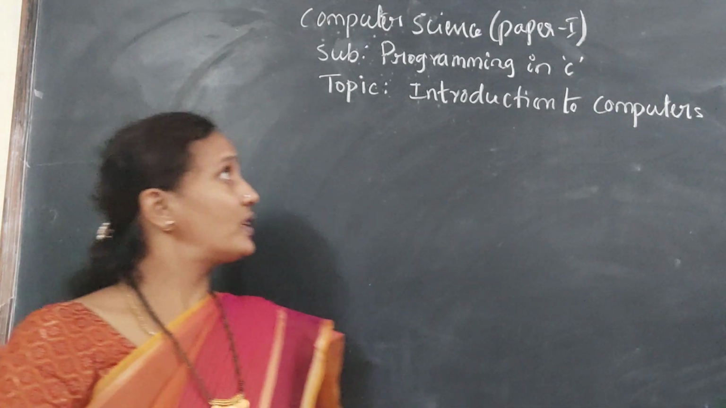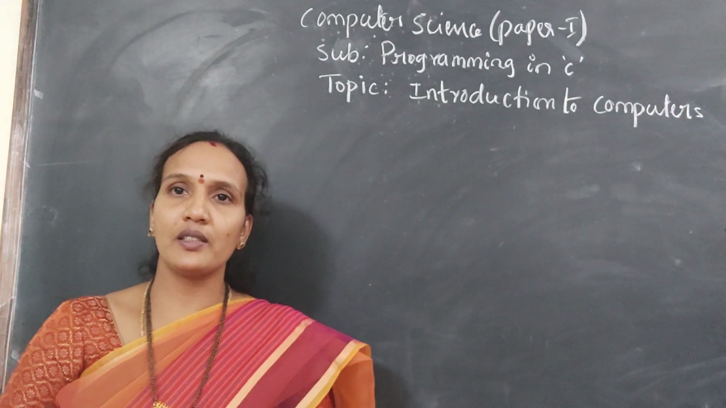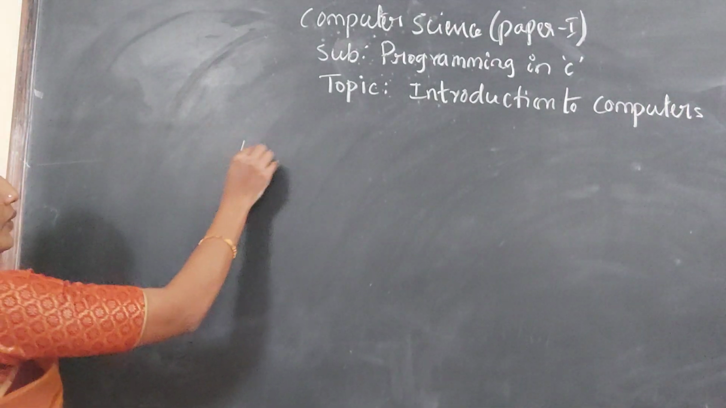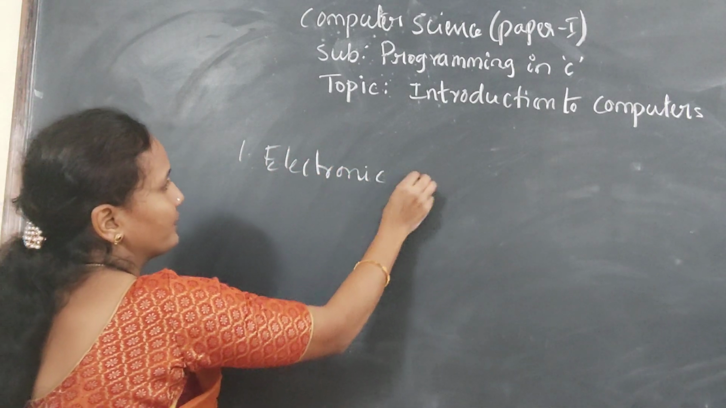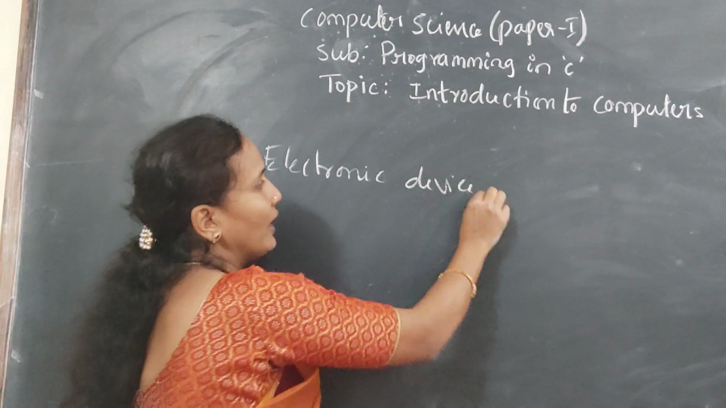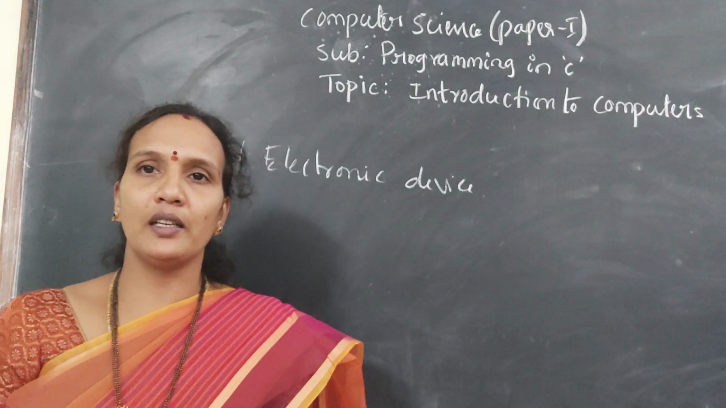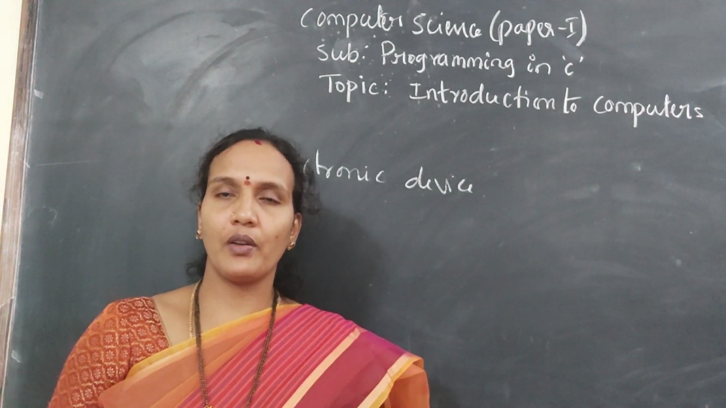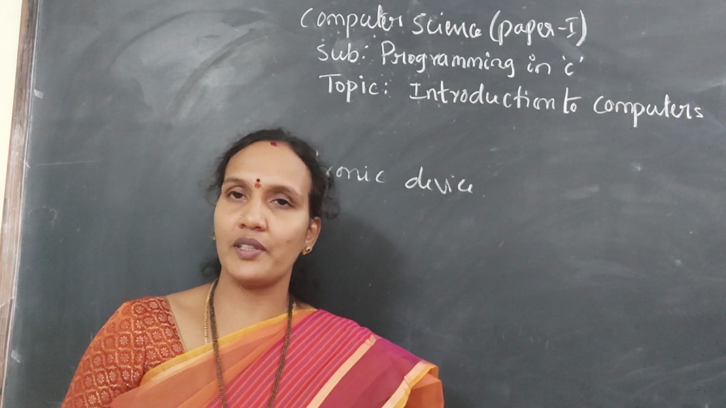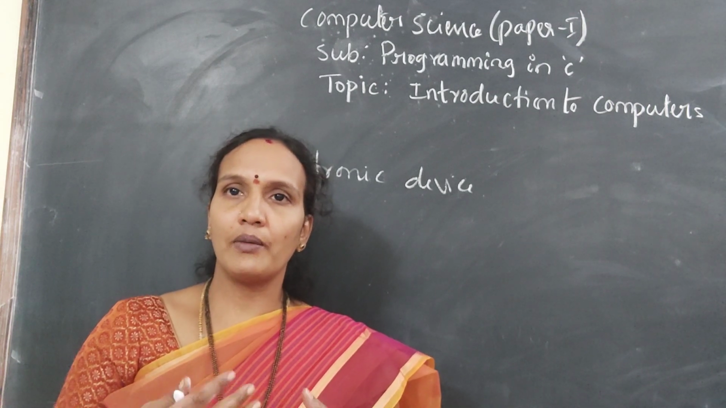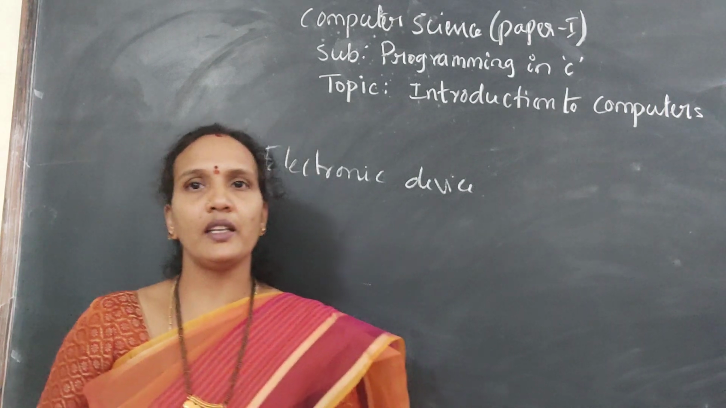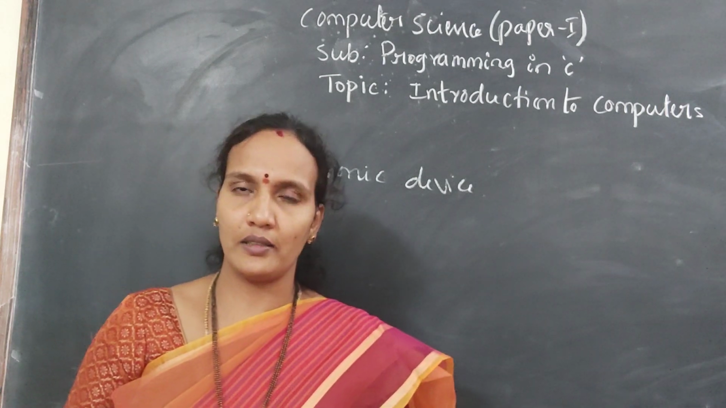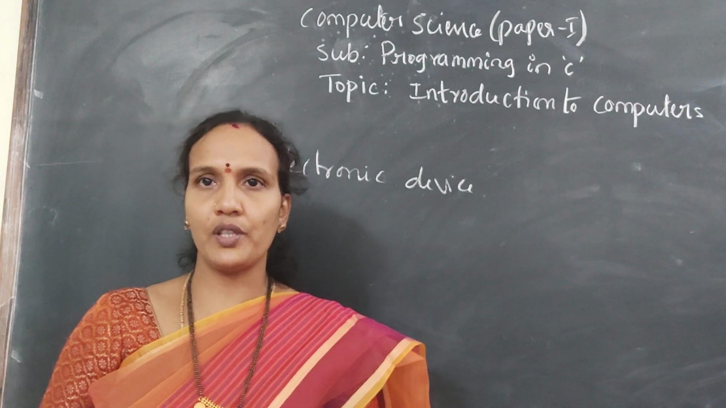Okay, so what is a computer? A computer is an electronic device, and it will process the data. Means whatever instructions, whatever data the user gave, it will process the data and perform different arithmetic and logical operations on that data, and it will produce the output.